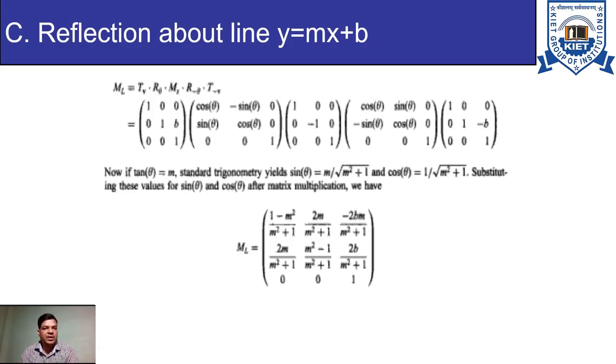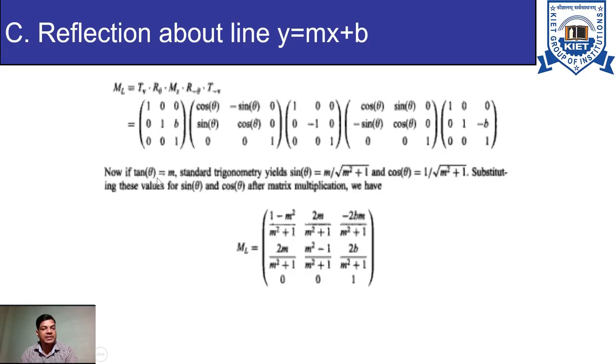First, we are moving the intercept on the y-axis to the origin. Then we are rotating the line y equals mx plus b by an angle theta. Then we are performing the reflection about the x-axis. Then we are moving the line back to its original position, and finally we are moving the intercept back to its original position. So we are solving these 5 matrices, and we are substituting some values.